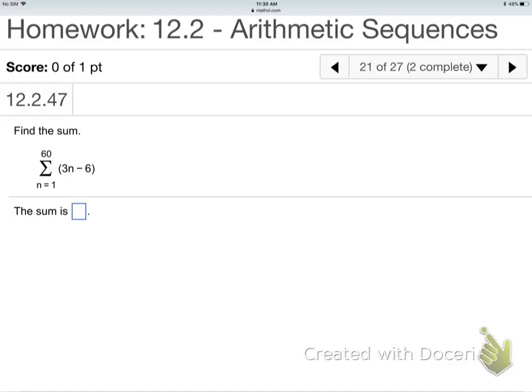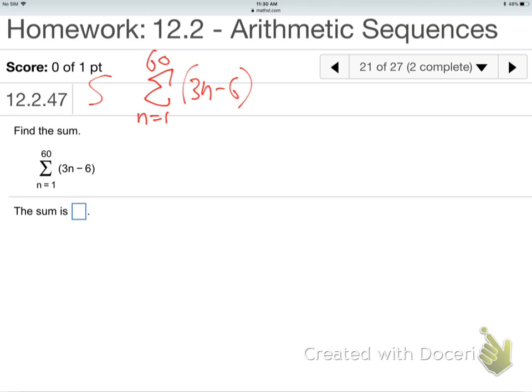Stop me if you want to. All right, so the sum from n equals 1 to 60, 3n minus 6. All right, so what does that big symbol mean? Yeah, I just said it, huh? The sum. Yeah, it means the sum. We've had it before, huh? It's a big Greek S. Sigma is what it's called.